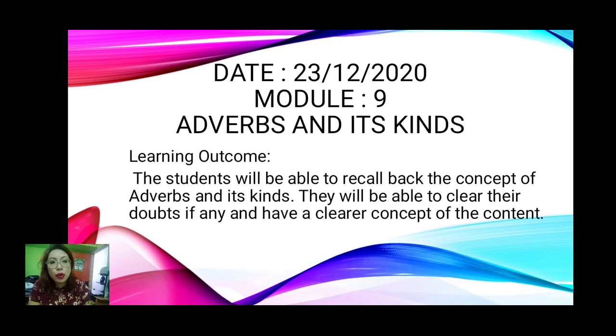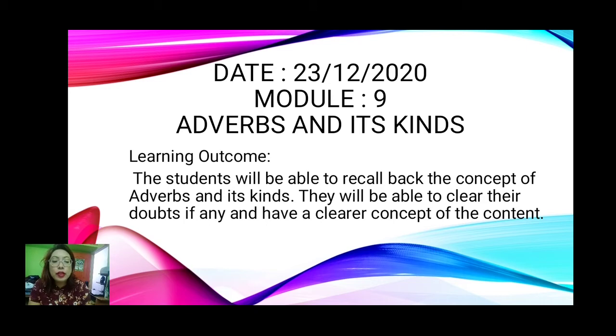Students, as you all know, we have covered the topic of the PT2 portion from the workbook and the textbook. So in today's class, we will do revision, and I would like to do the revision on the topic adverbs and its kinds. So what is the learning outcome of today's class?